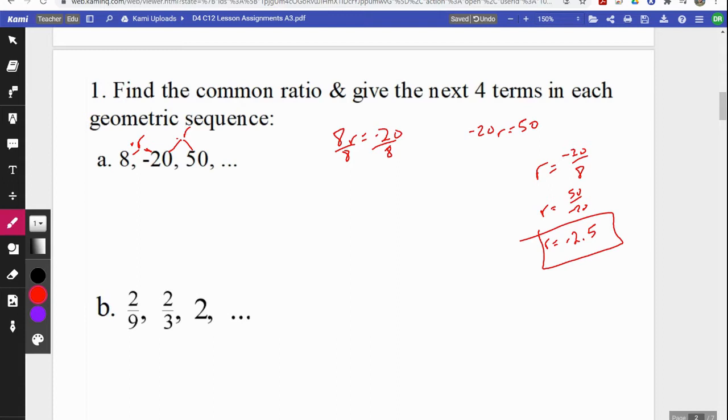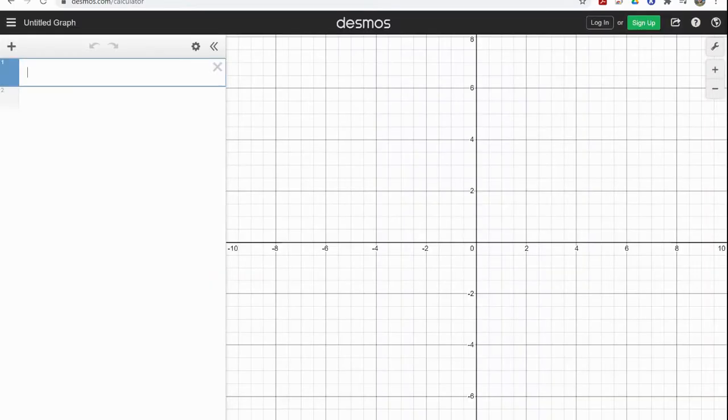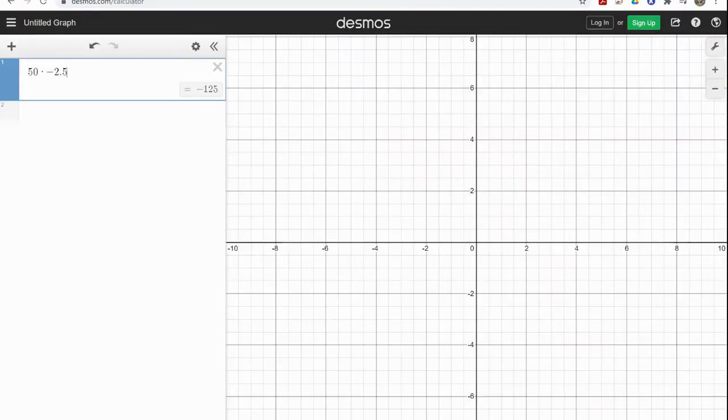And to find the next 4 terms, you're just multiplying whatever you get by negative 2.5. You could do this on a calculator. Just open Desmos, and whatever number is the last one in the sequence, you go 50 times negative 2.5, and we get negative 125. And then you could just keep going, times negative 2.5, and it's 312.5.